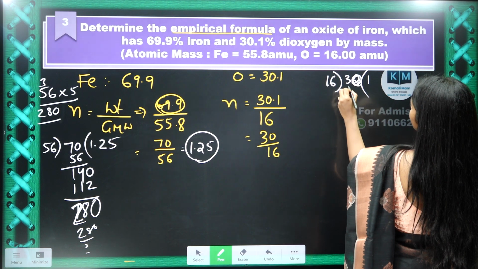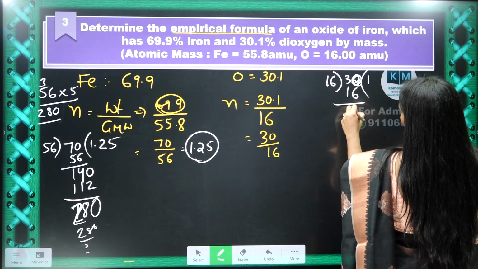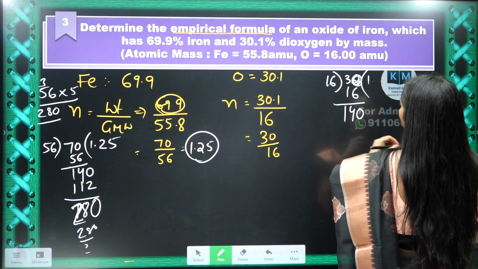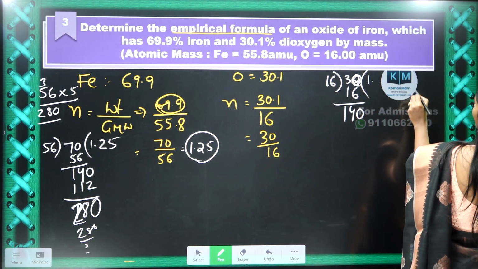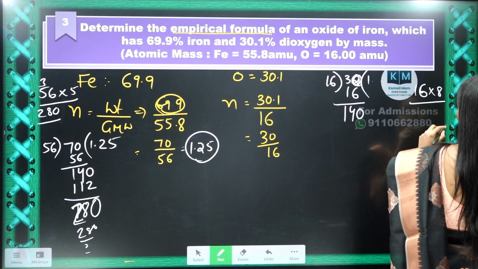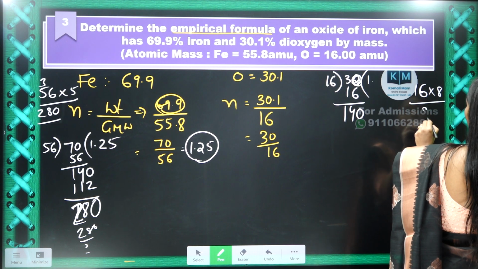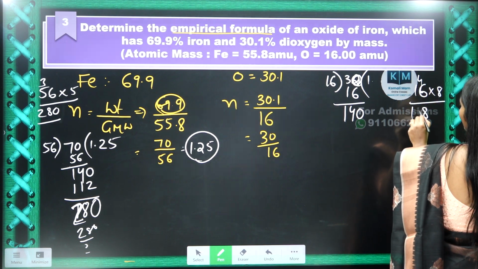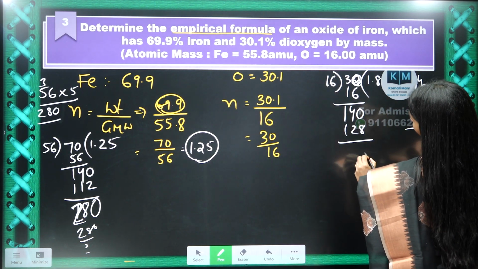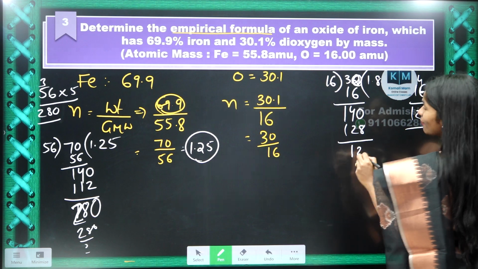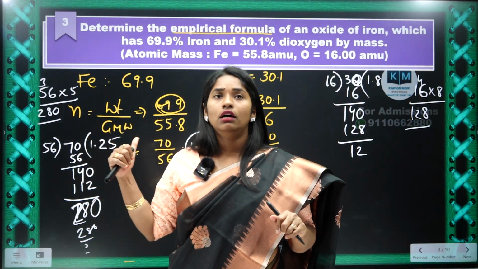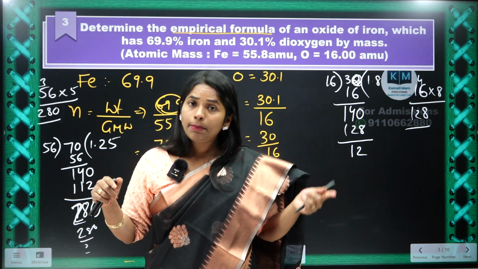So, 16 ones are 16, 4, 1.0. Then will you try some 8? 16 into 8, 8 sixes are 48, 4, 8 ones are 8, 128, correct? So 128. Then how much will be left, students? 12. You have to do exact calculation only for empirical formula, because again you have to multiply with the integer.